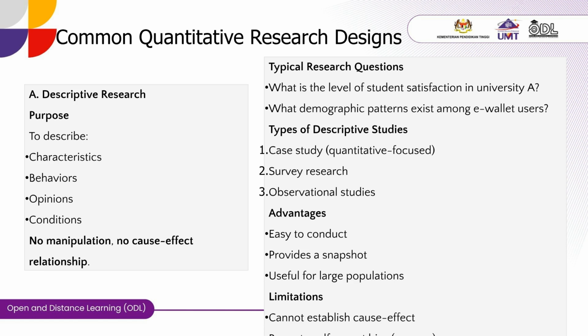Descriptive research is one common quantitative design. Its purpose is to describe characteristics, behaviors, opinions, and conditions, often through survey or observational studies. A key limitation is that it involves no manipulation and cannot establish a cause-effect relationship.